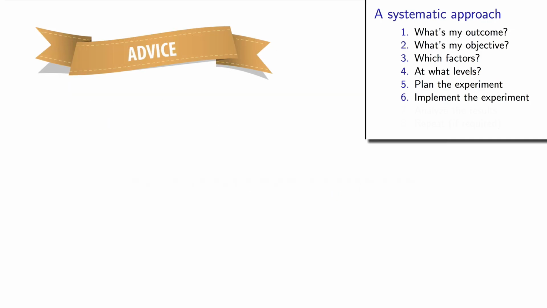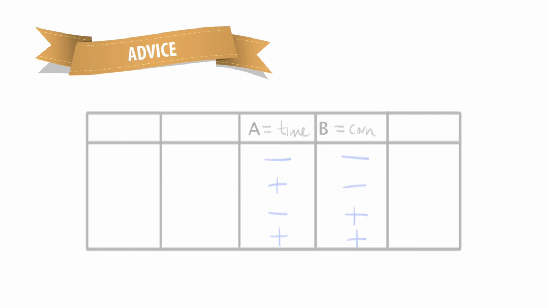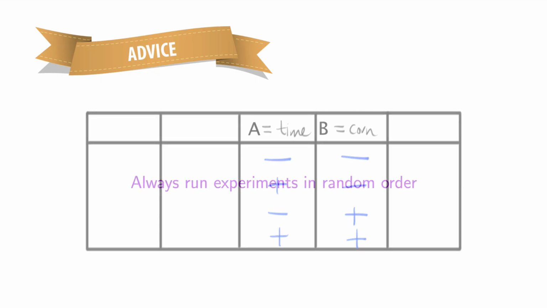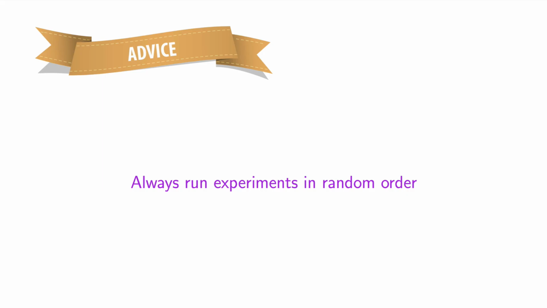Now here's a bit of advice, and in this course, when we give some practical advice, we will show it with this icon. The most important thing that you should not do is run the experiments in the order shown in this table. You must run the experiments in random order. Now you can choose any method you like to pick that random order of experiments.